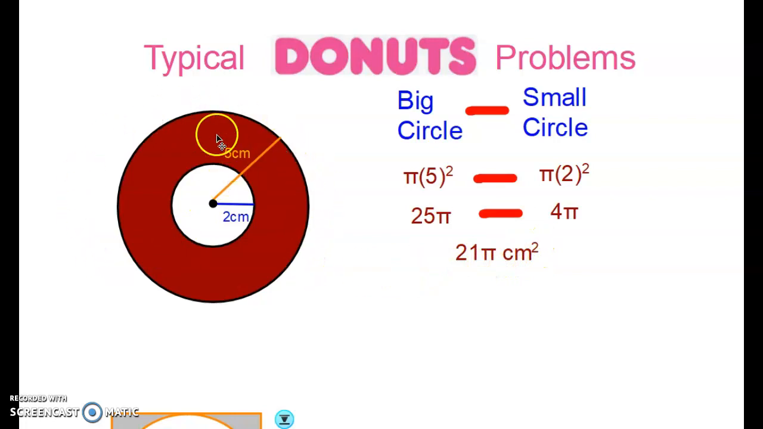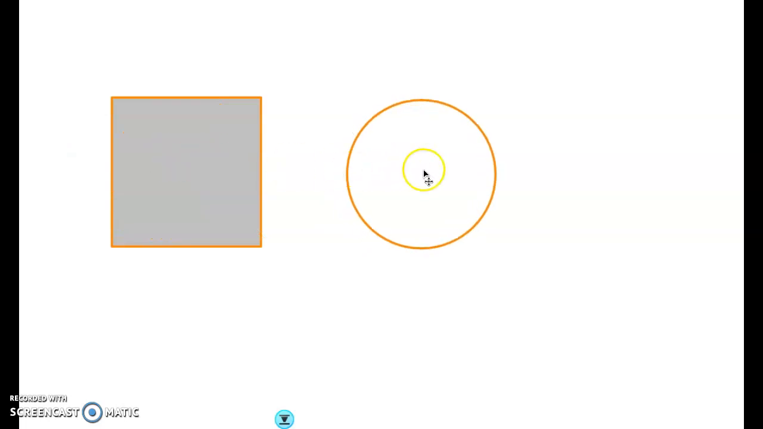So this is what I mean by a typical donut problem. Now, if I look at this example, it doesn't look like a donut, but it's a square, take away the inside circle. So that's essentially what we would have to do. And again, I still call this a donut problem because it's got the shaded parts. The square, take away the inside circle.